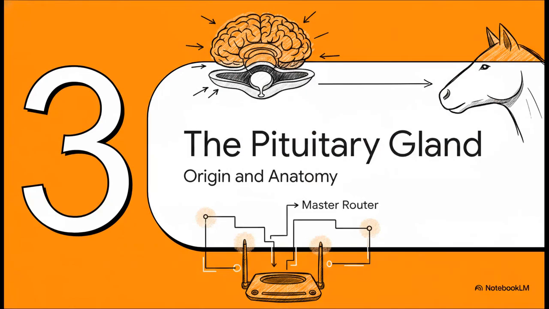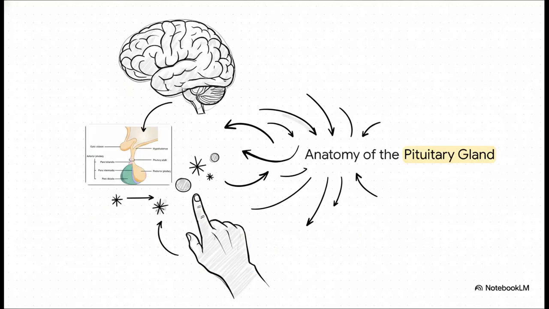Okay, Section 3, the pituitary gland, origin and anatomy. Meet the hypophysis cerebri, better known as the pituitary gland. It's often called the master gland because it bosses around most of the other glands. Anatomically, it sits in a super protected, cozy little bony vault at the base of the brain called the sella turcica. But here's the irony. Even though it's the master gland, it actually takes its orders from the hypothalamus, which physically connects to it via the pituitary stalk.